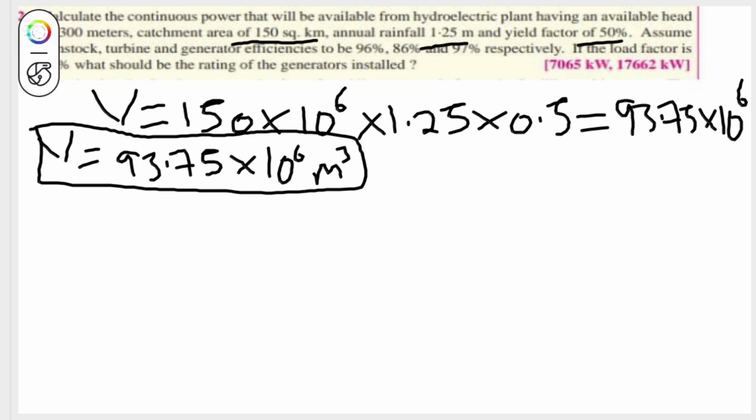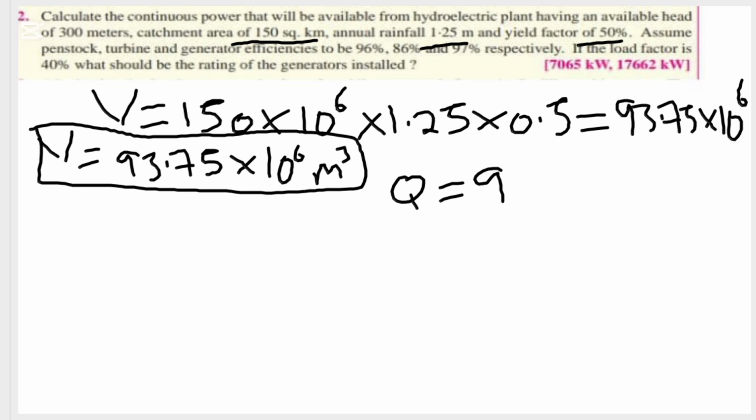So the next thing, I'm going to find the flow rate. The flow rate is the volume divided by the number of days in a year, and also the number of hours in one day, and also seconds in 1 hour.